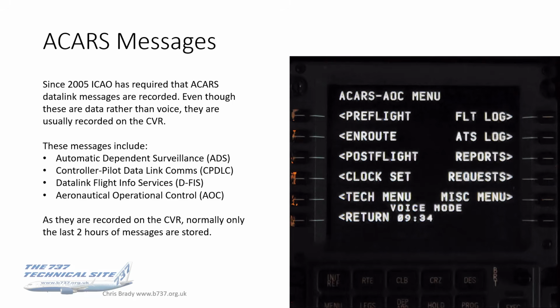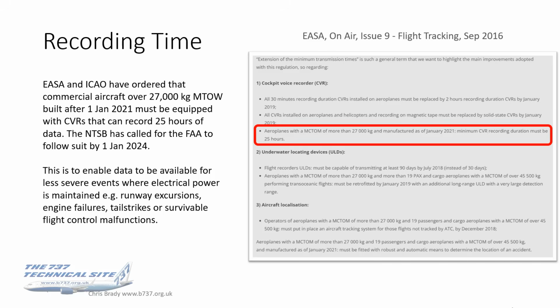As I mentioned, ACARS messages have been required since 2005 by ICAO standard. Interestingly, even though these are data rather than voice, they're usually recorded onto the CVR. I'm not quite sure why the logic is that they were put onto the CVR, not the FDR, but there we go. That's where they are stored. And the messages that will be stored include ADS, CPDLC, DFIS and AOC messages. Basically, any ACARS messages that have been sent or received by the aircraft, the whole lot will be recorded on the CVR.